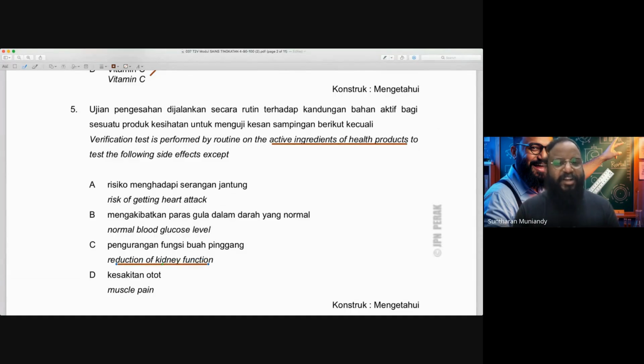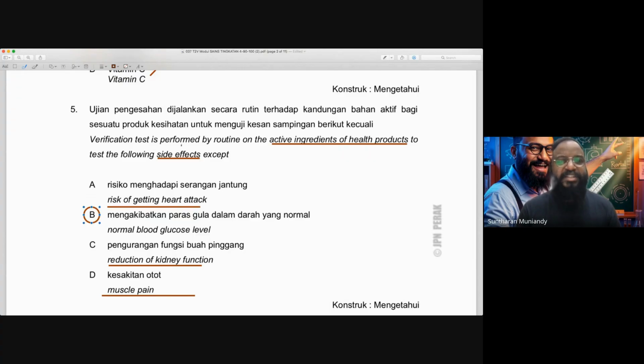Reduction of kidney function, everything that is going to cause you harm. Let's look at it. Muscle pain, reduction of kidney function, risk of getting heart attack. All that are side effects. Normal blood glucose level is something that we want. That is not a side effect. So, mengakibatkan paras gula normal is what my answer will go for. Okay, got it?